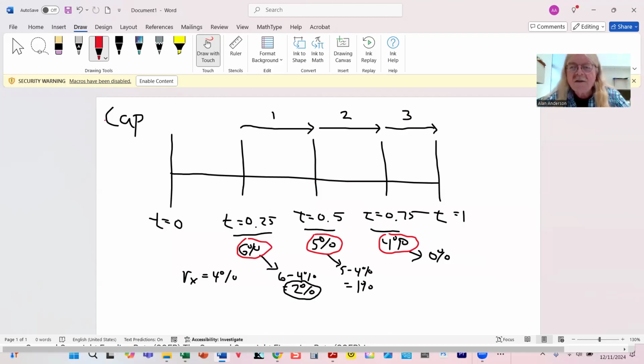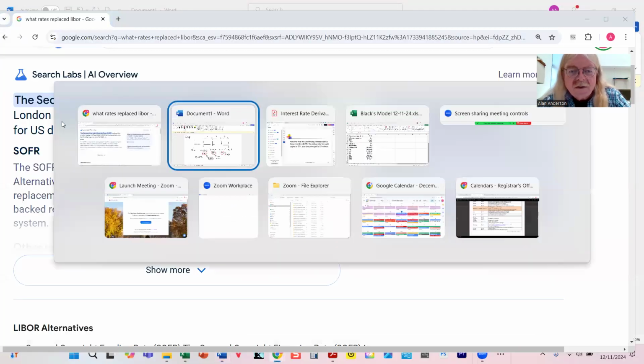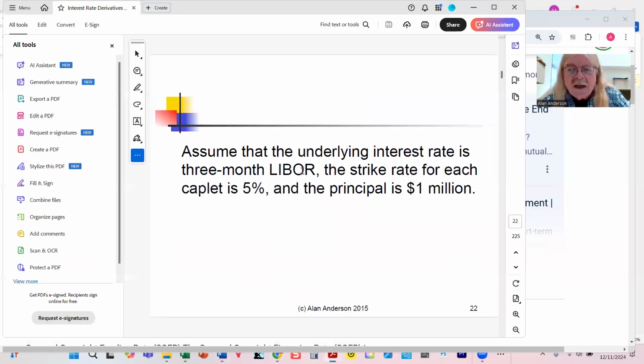Although the slides still say LIBOR, I'll have to change those. I'll add a little postscript. They'll say, by the way, did you know about the scandal? Well, here's what happened.